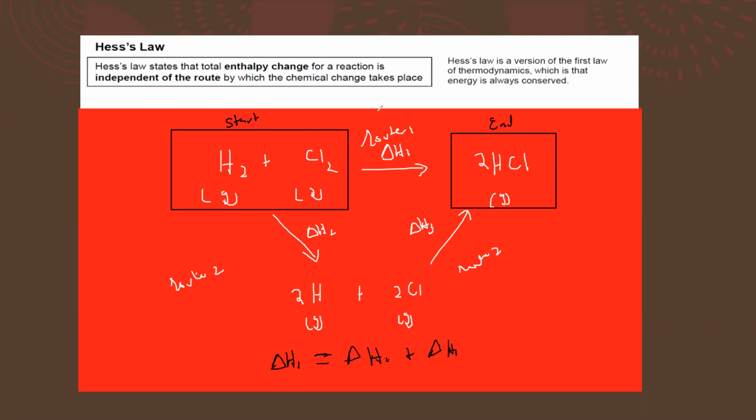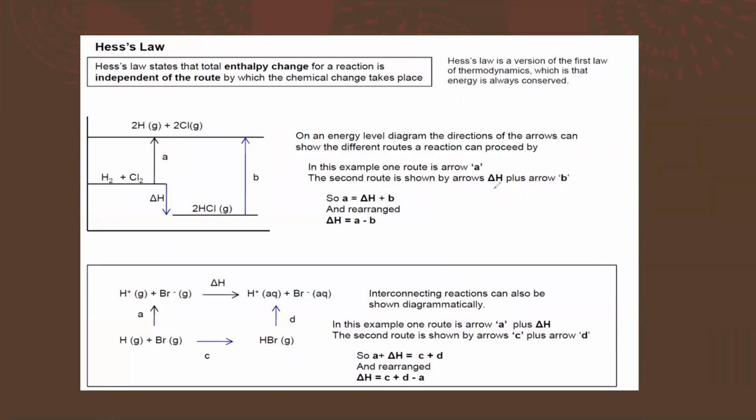In the same way, if we know delta H1 and delta H2, we can find delta H3. So unknowns we can identify here. For example, you have H2 and Cl2 forming HCl. In terms of energy, to break the bond we have to supply energy. Bond breaking or atomization is always endothermic.